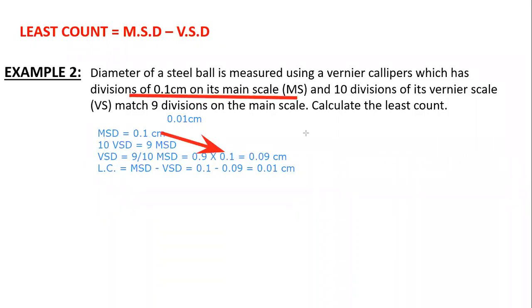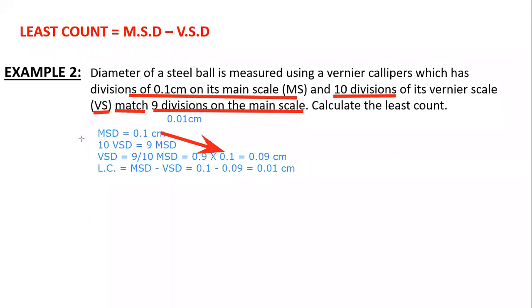Right? Yes, sir. So main scale division became how much? 0.1? Yes, sir. Okay, then what is the next statement they say? The 10 divisions of vernier scale. See, this is 10 divisions of whom? Vernier scale. So I wrote 10 VSD. They match. Match means they are equal. And they're equal to what? They're equal to 9 divisions on main scale. So I wrote 9 MSD. Is this mathematical form clear, Aditya?